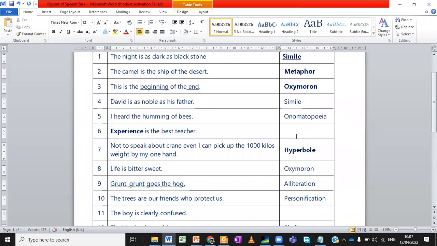Okay, now, look at this one. This underlined word is being referred to as a human being. So I think I've given you a clue. What figure of speech is that? I said the underlined word here, experience, is being treated like a human being. It's being called a teacher. So what figure of speech is that? Personification. Very correct.